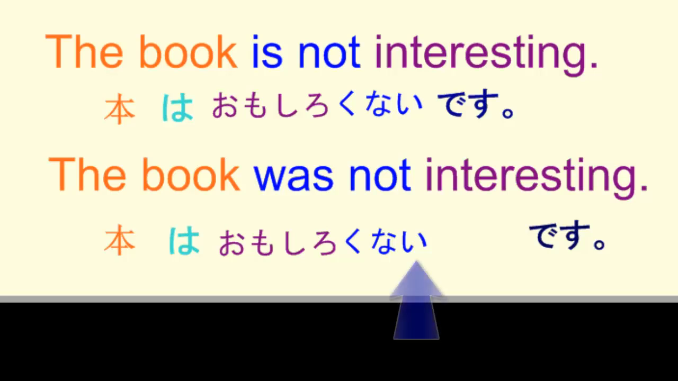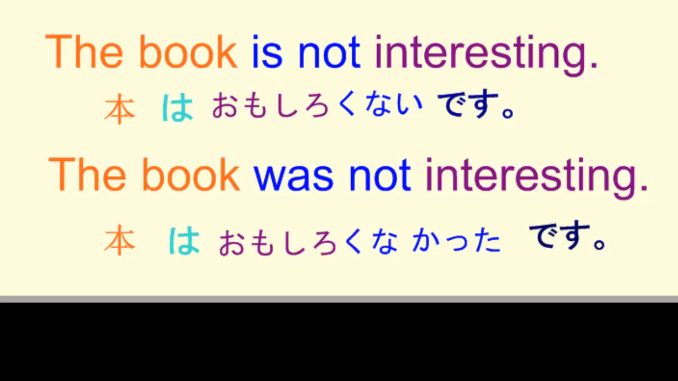So we need to remove the final i one more time. Now we have omoshiroku na, and we add the past tense ending katta. We now have omoshiroku nakatta, was not interesting. And our desu remains the same because we've got the negative and the past tense incorporated into our i adjective. And that's where i adjectives start getting a little tricky. Hon wa omoshiroku nakatta desu.